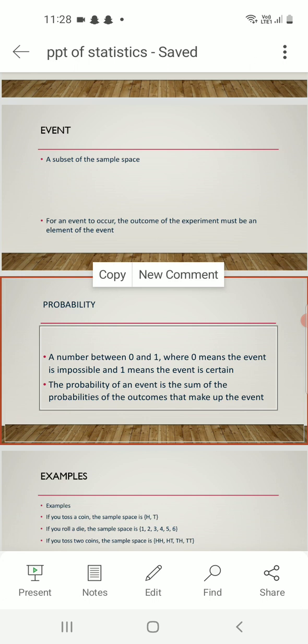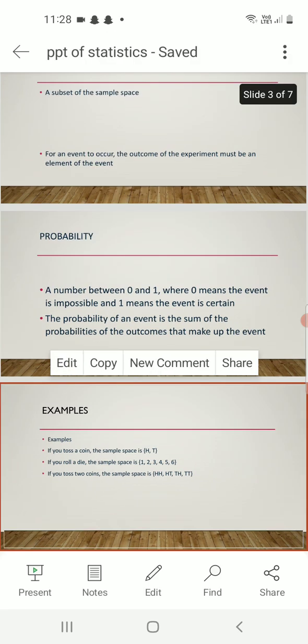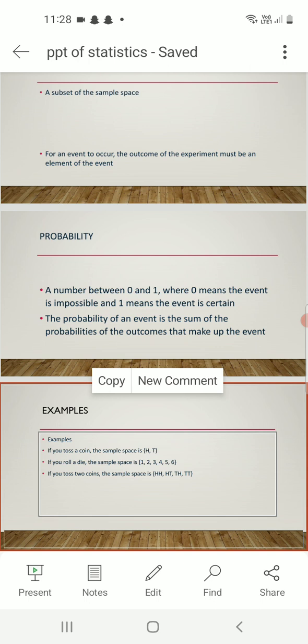Okay, now we see examples of these terms. The first example: if you toss a coin, then the sample space is all the possibilities of the experiment. The possibilities are, first, head, and second, tail. These are your possibilities or set of results.